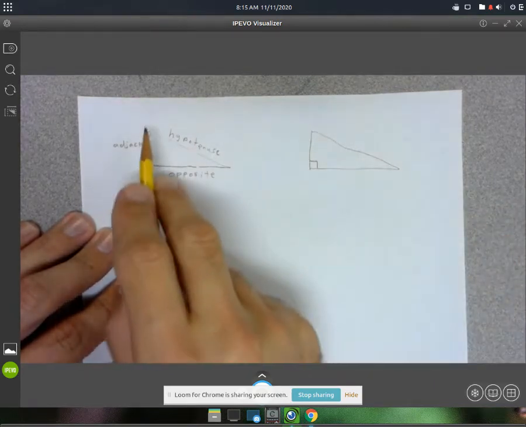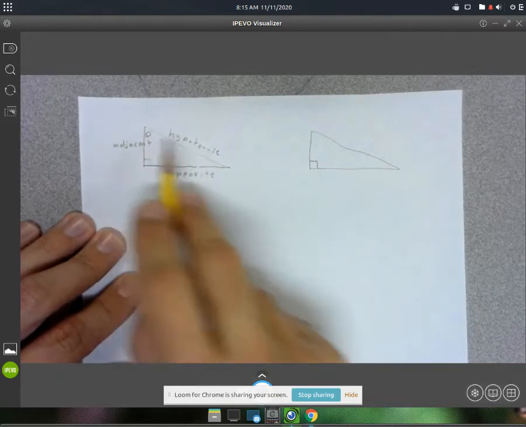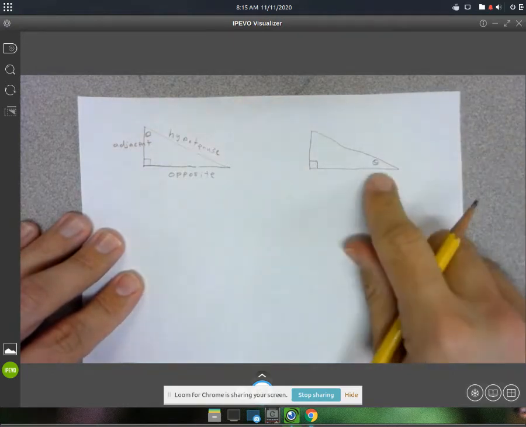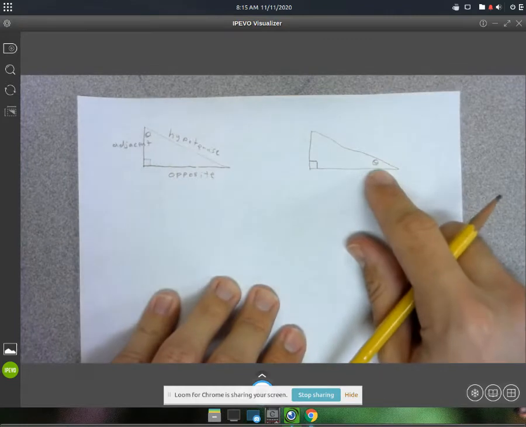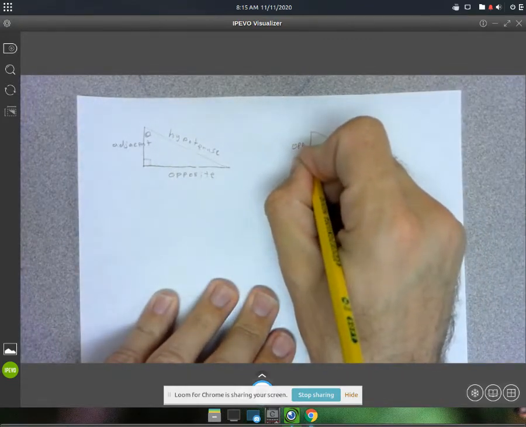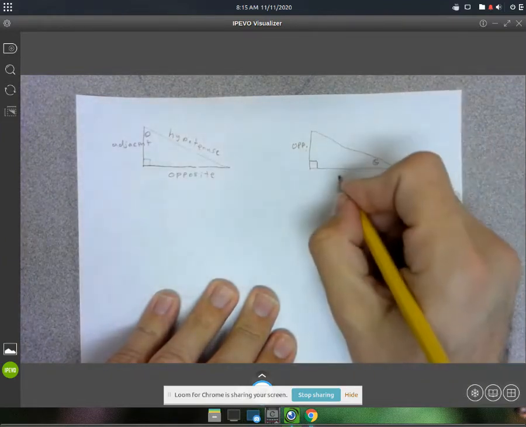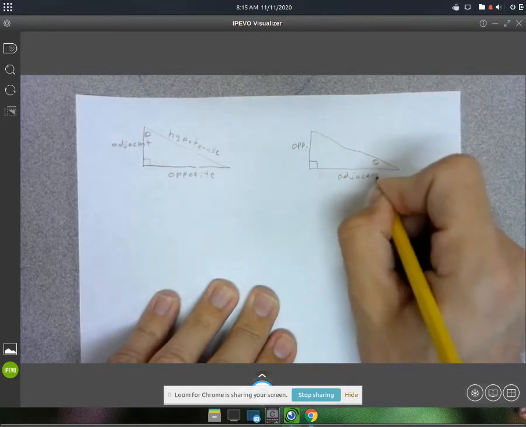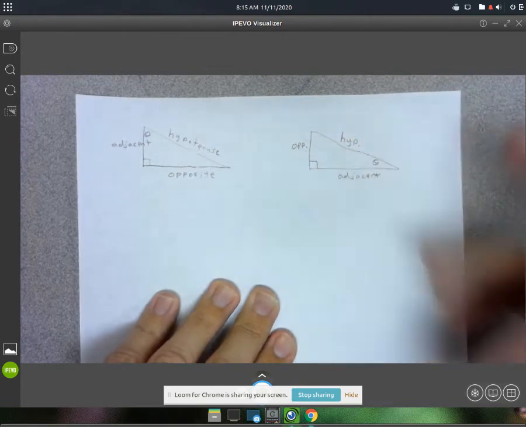It really just depends on which angle you define theta as. So I could have defined theta to be this other one, this smaller acute angle. Now from this perspective, this side would be my opposite side, and this side would be my adjacent side. And this one would still be my hypotenuse. So no matter which way you cut it, that's still the hypotenuse.